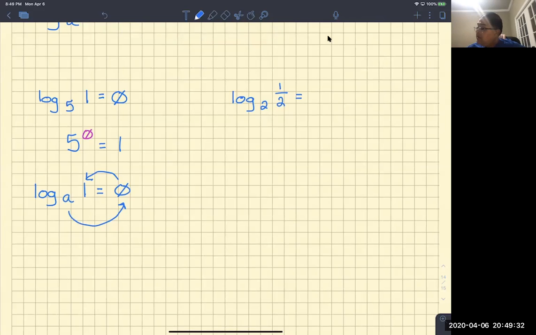Okay. Let's do the talk. 2 to what exponent gives me 1/2? If you remember our exponent rules, 2 to the negative 1 is the same as 1/2. So that means log base 2 of 1/2 is negative 1. And we can extrapolate.